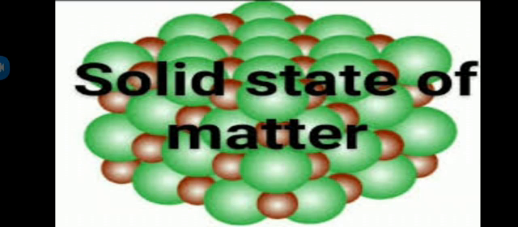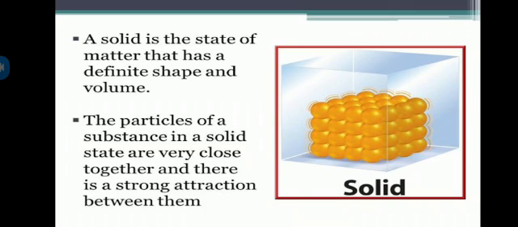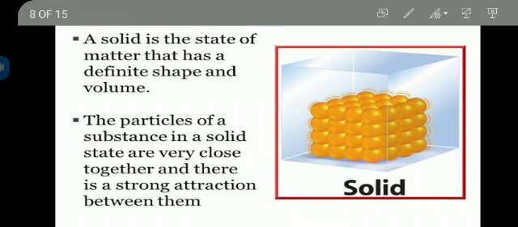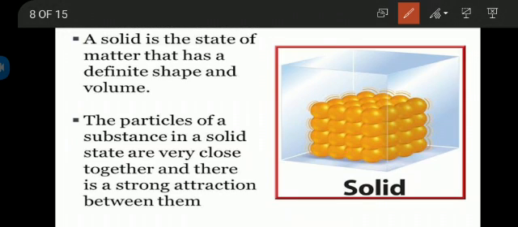Now we will learn about the properties of solid, liquid and gas. First we will learn about the solid state of matter. So, a solid is a state of matter that has a definite shape and volume. That means a solid has a fixed shape and size. Okay. So, it doesn't change shape when transferred from one container to another.